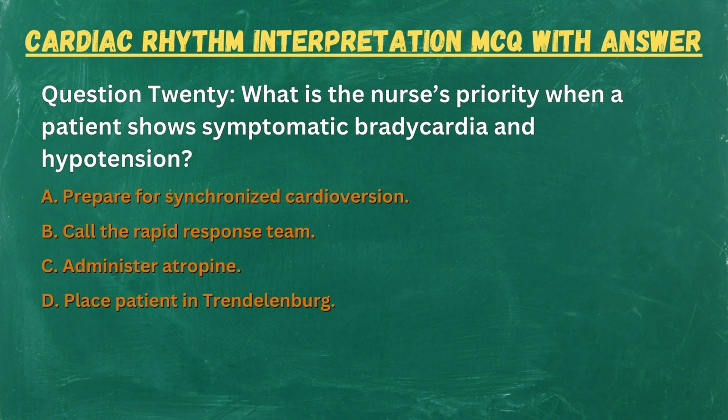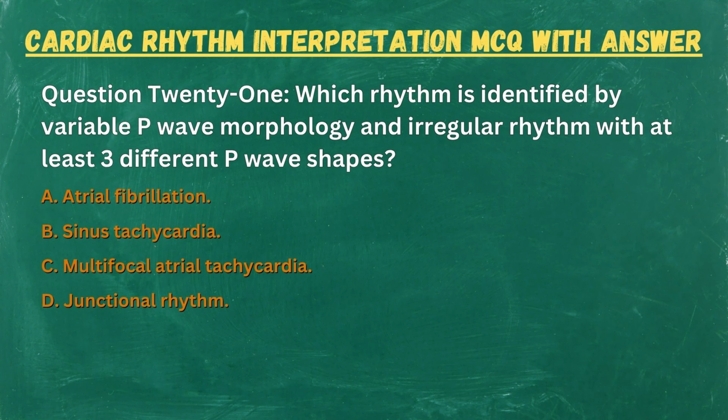Question 20. What is the nurse's priority when a patient shows symptomatic bradycardia and hypotension? A. Prepare for synchronized cardioversion. B. Call the rapid response team. C. Administer atropine. D. Place patient in Trendelenburg. Answer: C. Administer atropine.